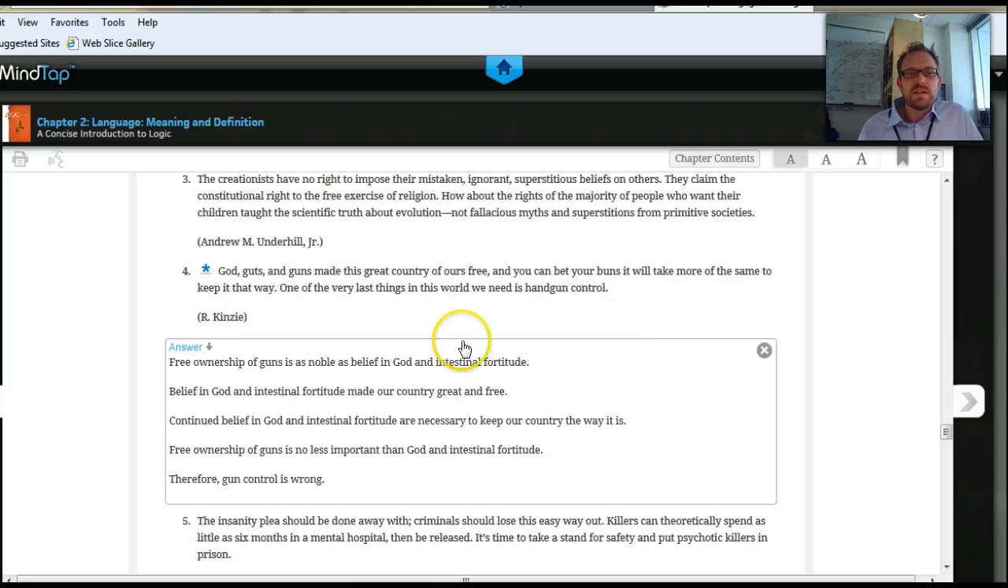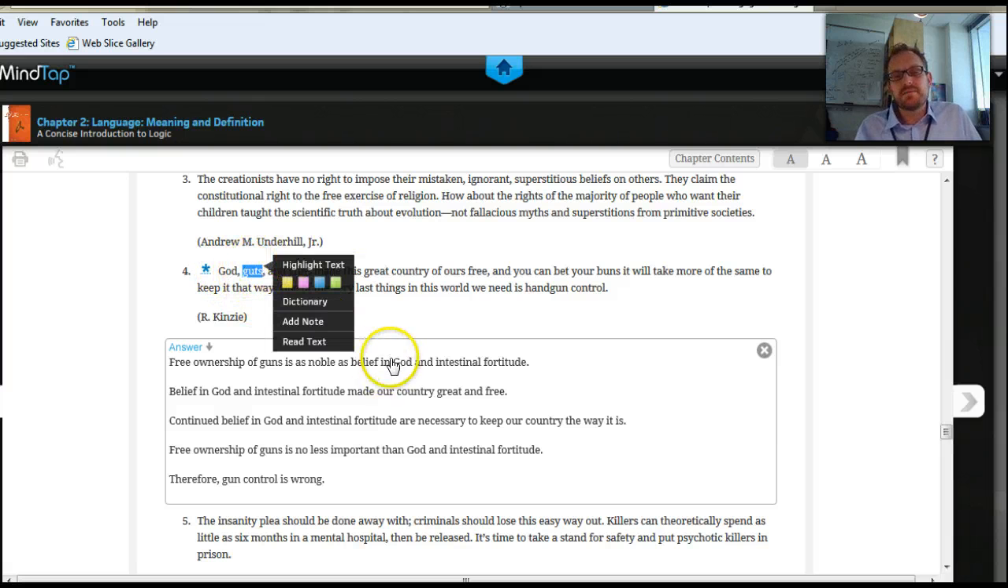Now you can see what they've done here. Why do they keep saying intestinal fortitude? Because it said God, guts, and guns. So at the beginning, this phrase made guts a primary element of the argument. They're actually saying that it's God, your intestinal fortitude as it's translated here, and gun ownership that makes our country great. And what they've done is separate out all of these things and lay out the argument.